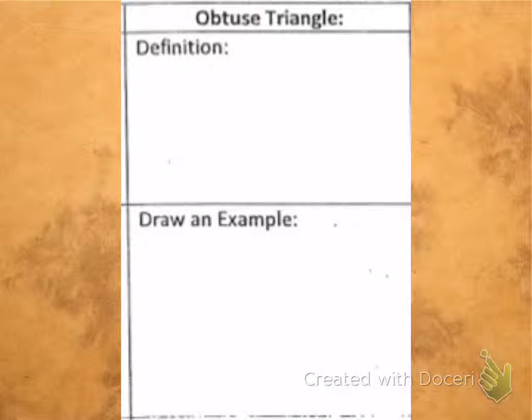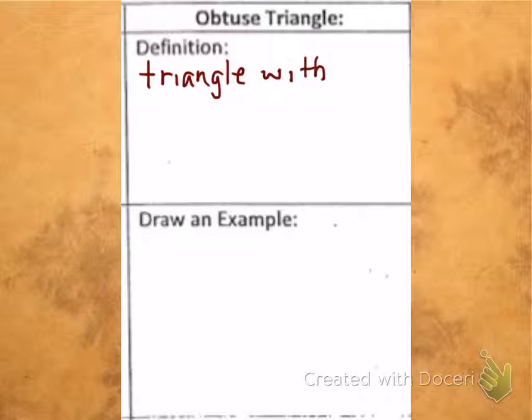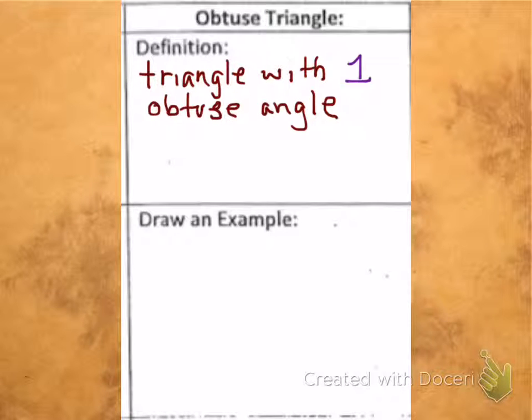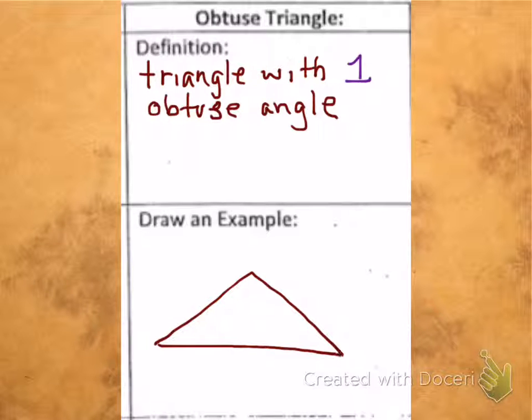And the last kind of angle classification is an obtuse triangle, and that is a triangle with one obtuse angle. And again, I'm going to emphasize that one. Because you can't have more than one obtuse angle in a triangle. If you have one obtuse angle, the other two are going to be acute. So I'll draw an obtuse angle there and make the triangle out of it. So you can see that one obtuse angle.